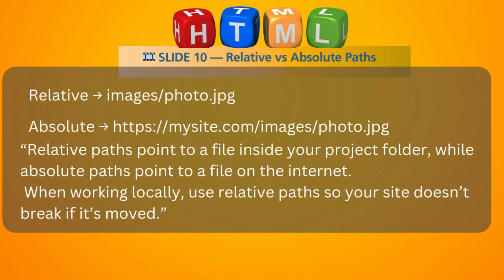Slide 10. Relative versus absolute path. This is very easy. A relative path is mentioned relative to your source code directory, like images/photo.jpg, in your working directory. An absolute path gives you an external path, that is an HTTPS or GitHub path, whatever it is.